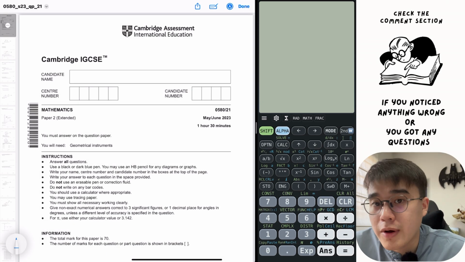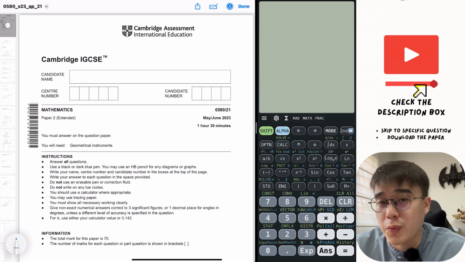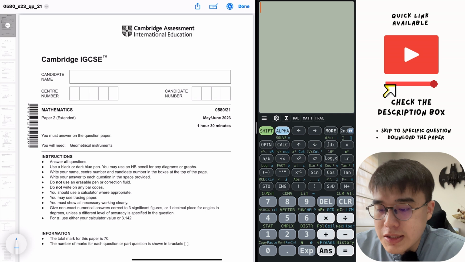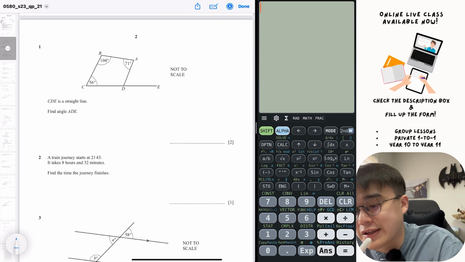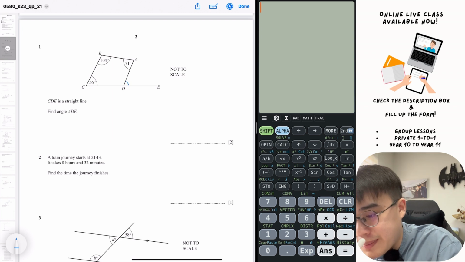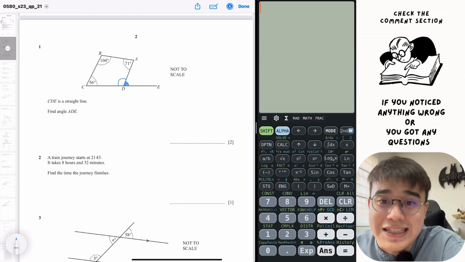Hi guys, so welcome back. Today we are going to go through the May June 2023 Set 21's paper. Let's have a look at the first question. They're asking you for this particular angle here. But to find that, very likely I have to work out how much is ADC first.